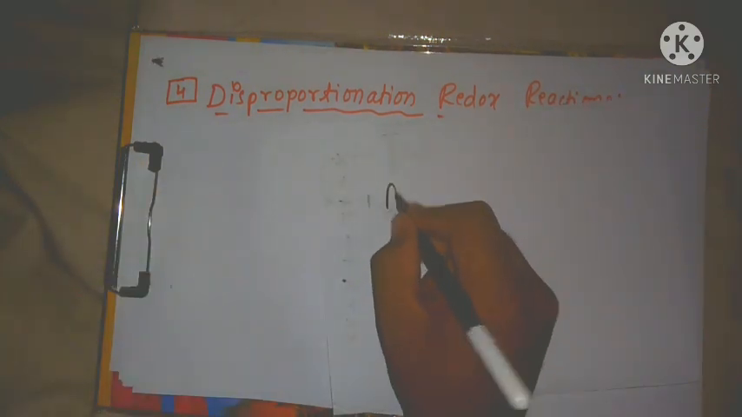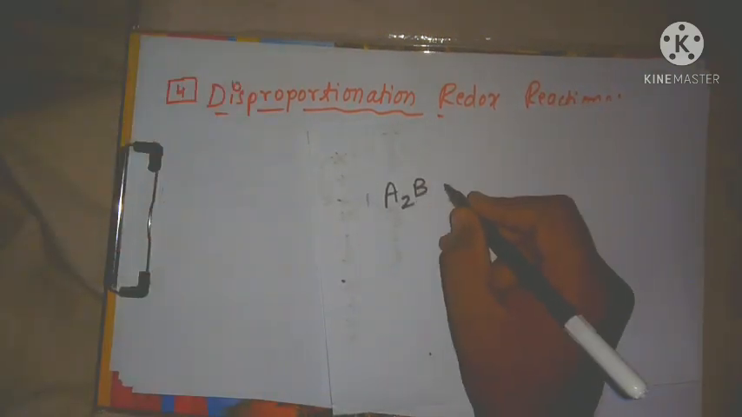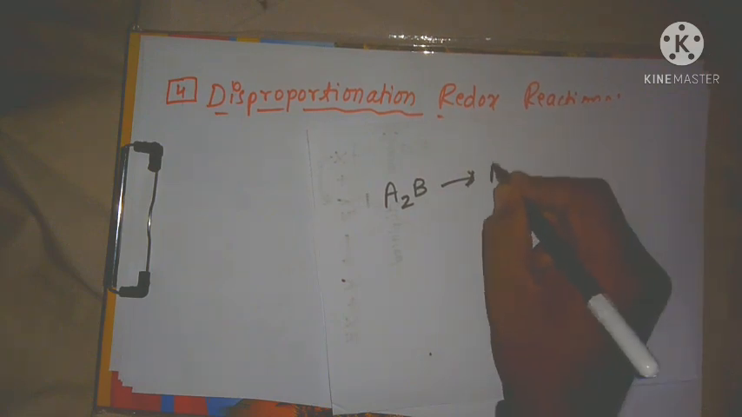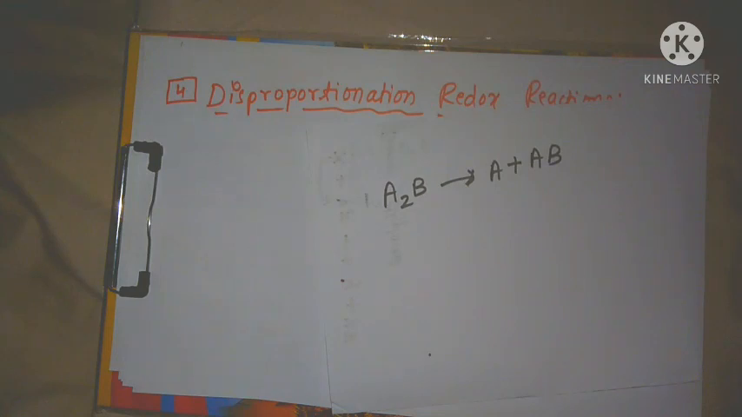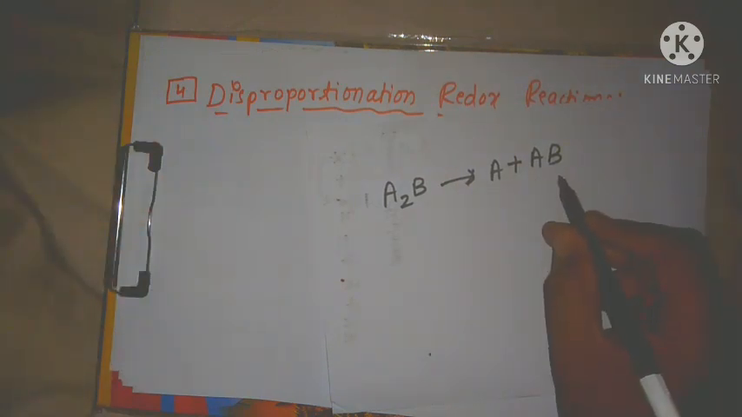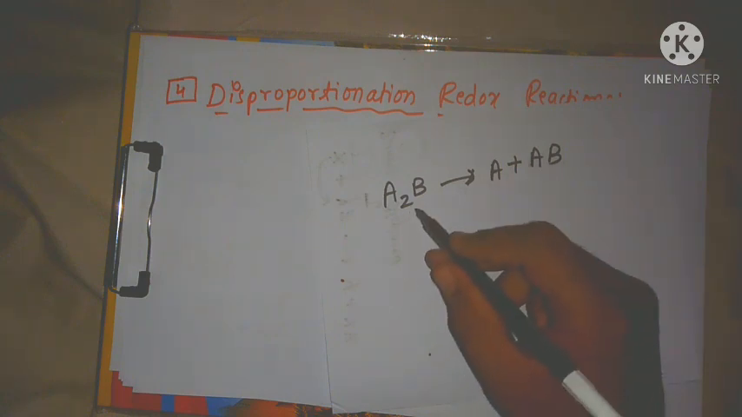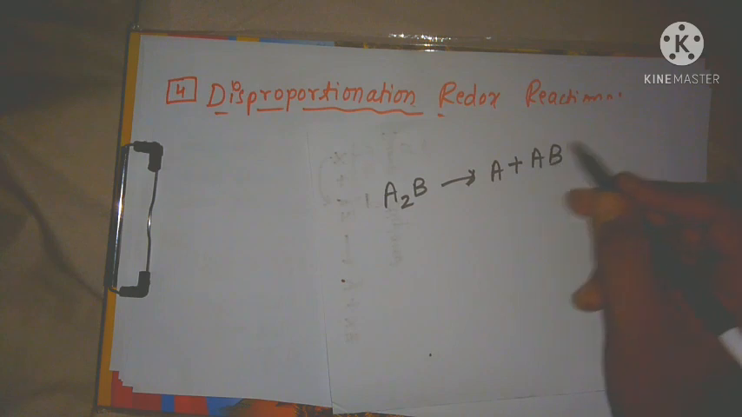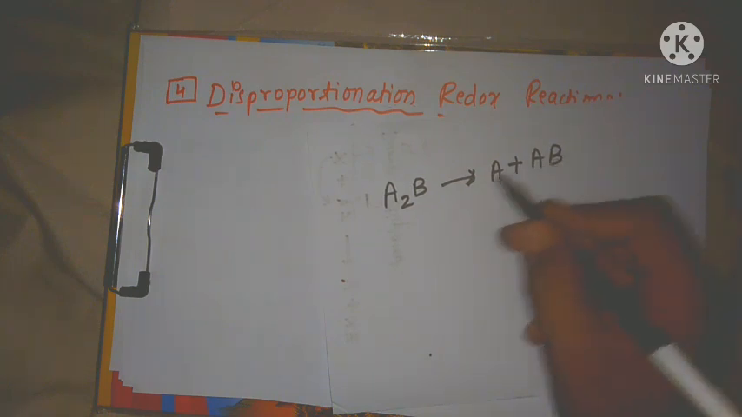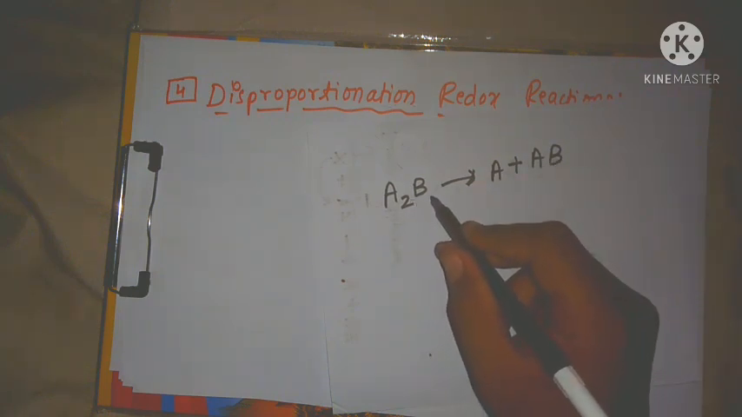Now just to check, I am writing one example. For example, A to B, a general example I am taking. A to B gives rise to A plus AB. Don't say that it is a decomposition reaction. It is also correct, because there is only one reactant and two or more products. Therefore it is also called a decomposition redox reaction.